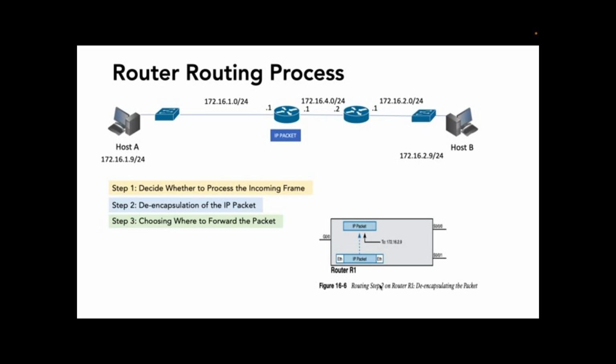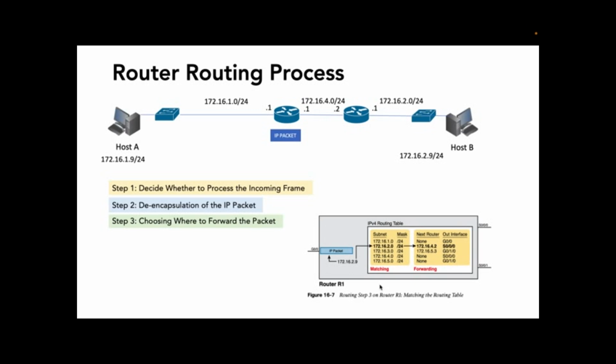On this step, the router will decide where to forward the packet next, and it does this by looking at the IP routing table. Here it compares the packet's destination address in the routing table. Each route is used to match the destination address of the packet, and it identifies the outgoing interface of the router and possibly the next hop.